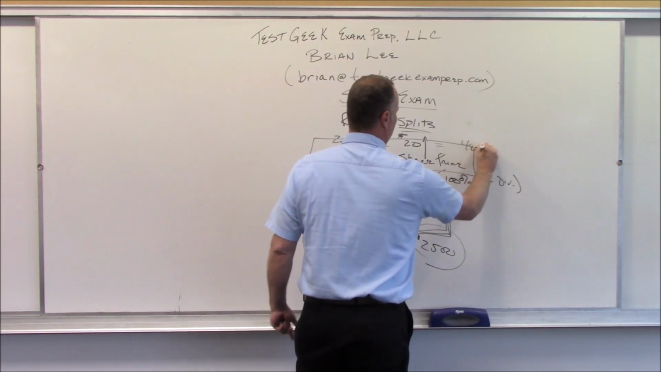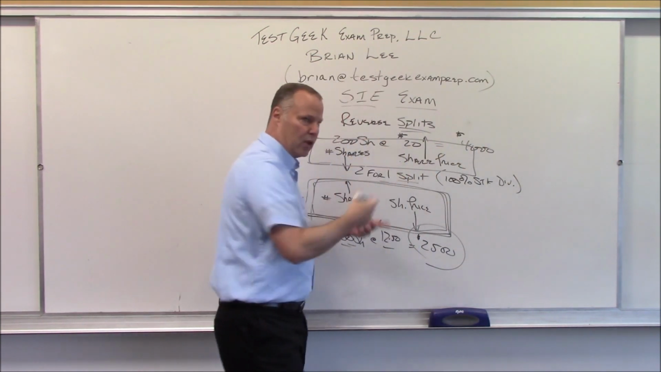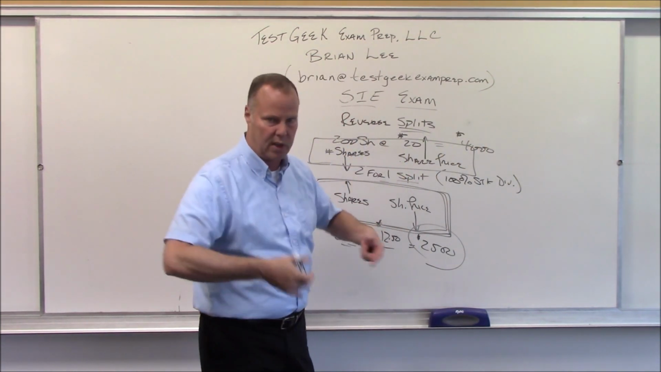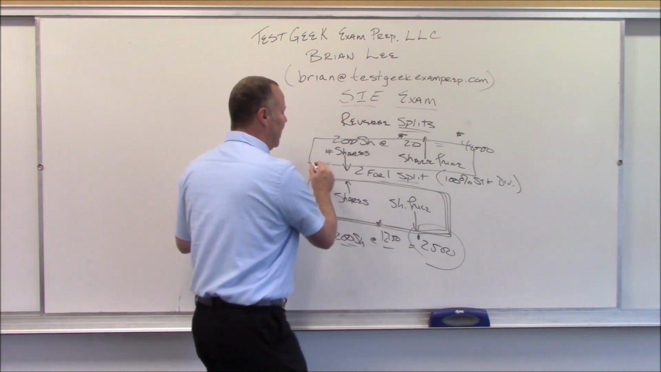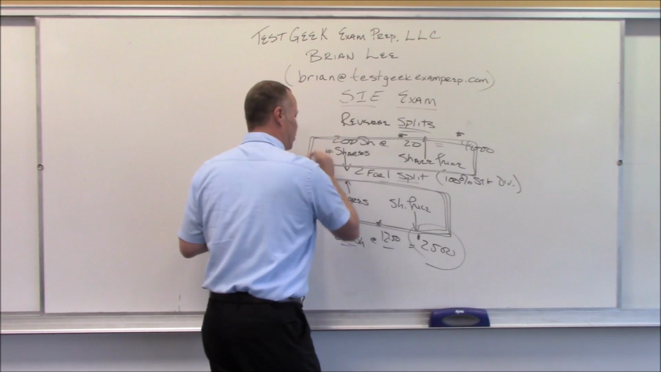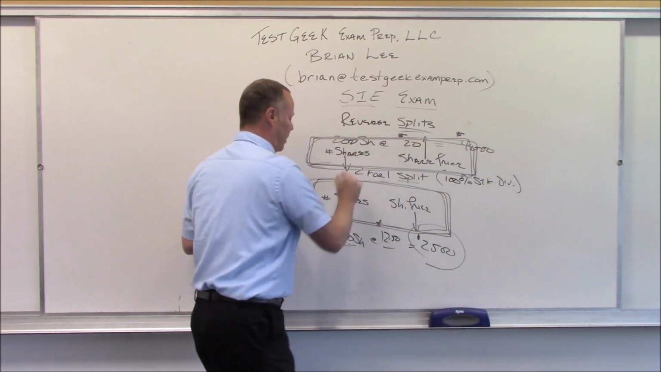200 shares, that's $4,000. Depending on what the reverse split is, 10%, 20%, 30%, that kind of thing, then you'd have to do the math. But again, this, I'm telling you, is the shortcut. You won't even have to touch a calculator.